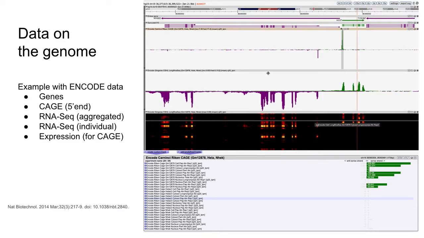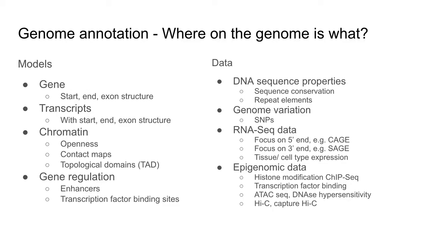So you can visualize RNA-seq data in various different ways, like in this way here or as a heat map. And you can also put expression into it. I tried to make a slightly more comprehensive list of what you could actually show on the genome.